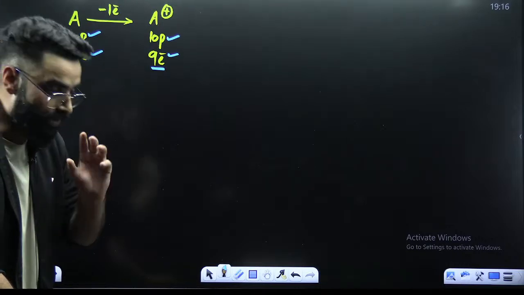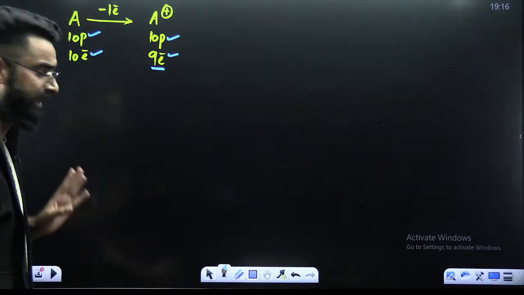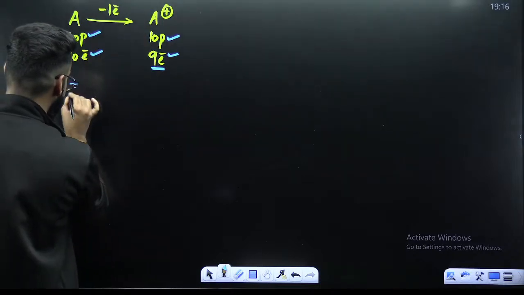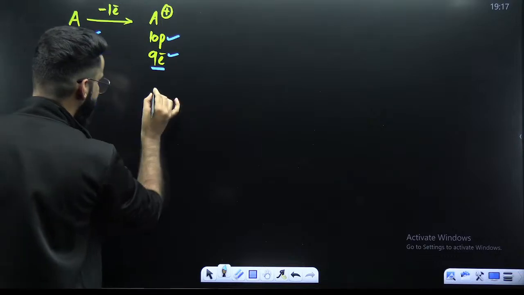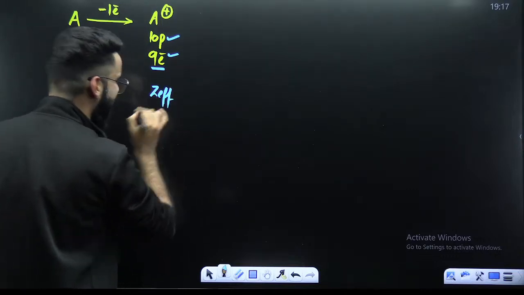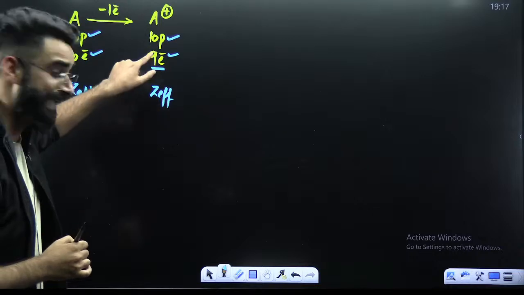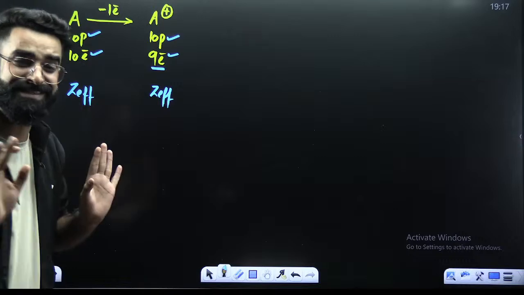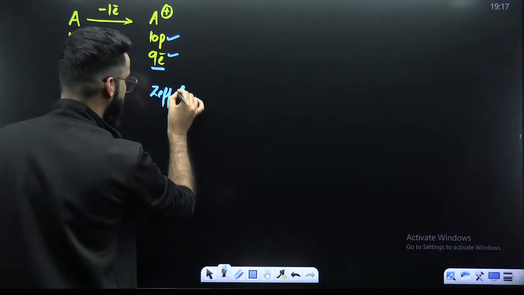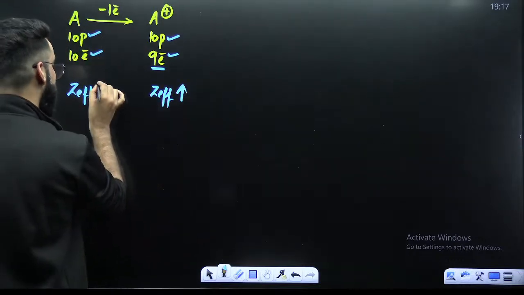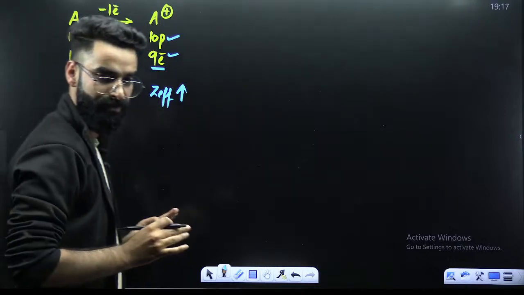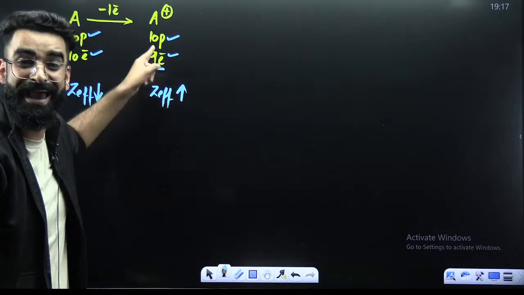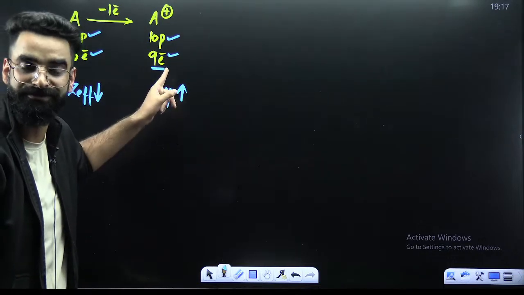Right? So if I ask you, compare the effective nuclear charge of A and A positive. Can I say, since the electron is experiencing more attraction here, I'll indirectly say the effective nuclear charge of A positive is more as compared to that of A? Right? Due to the increase in the effective nuclear charge, here the electron is experiencing more attraction.